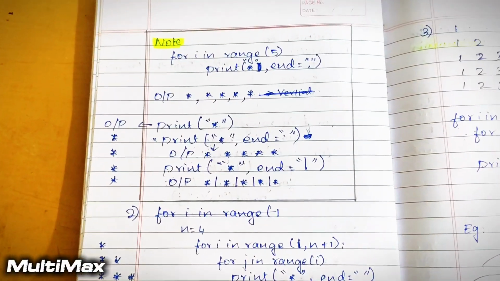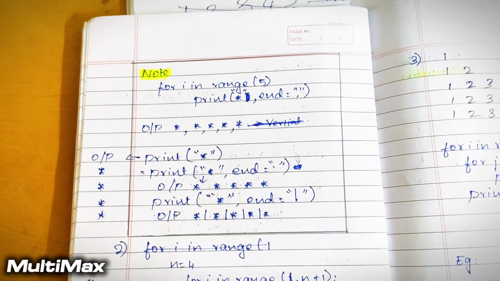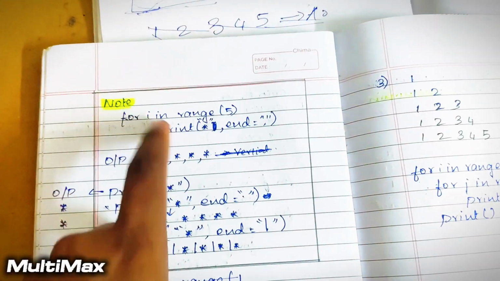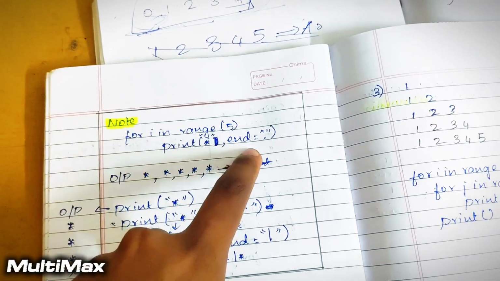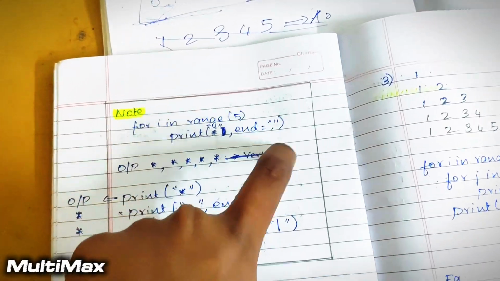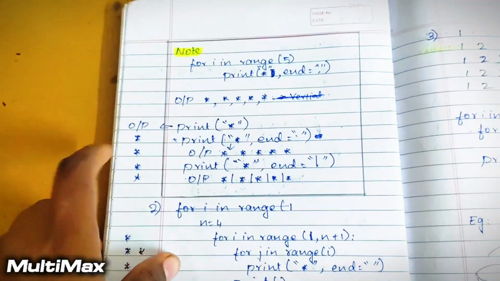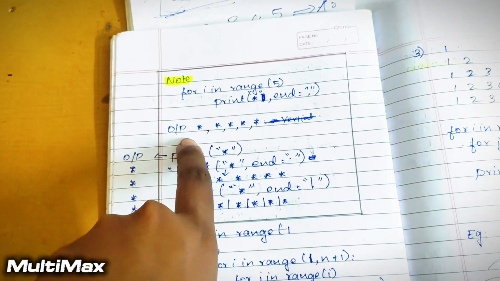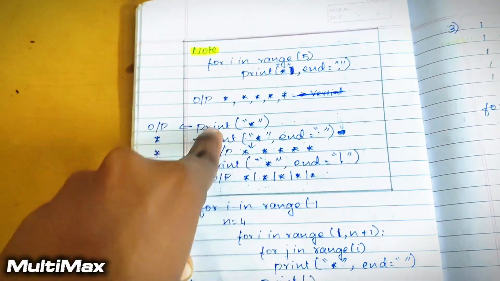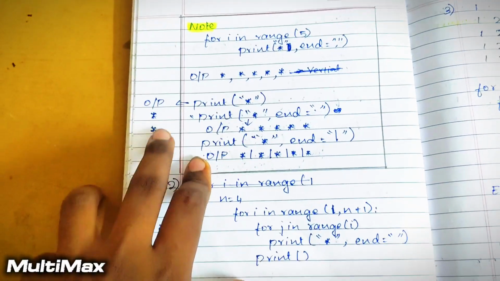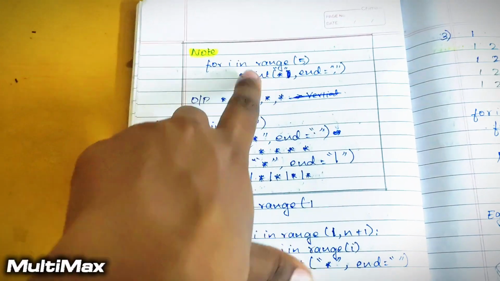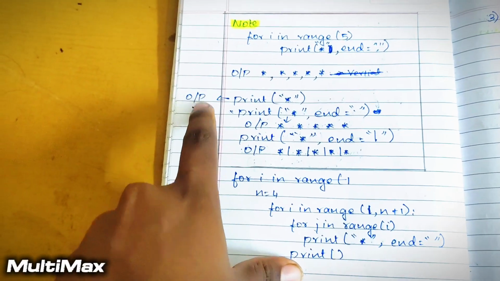For i in range 5. 5 means 4. Print star. End. Like this you have to end. So for these kinds of questions, you have to end like this. Output will display like this. If you put this as well as this comma, it will display like this. If you print this print statement, the output will print like this.